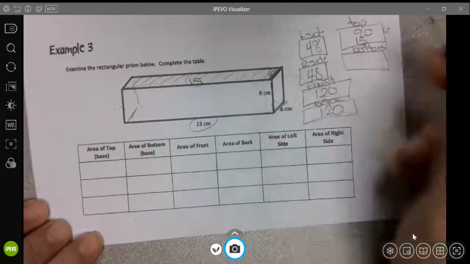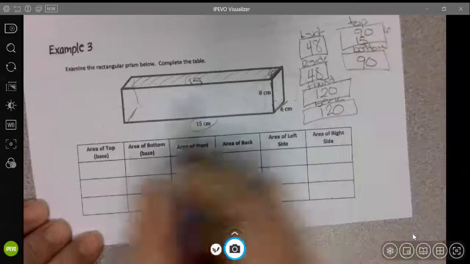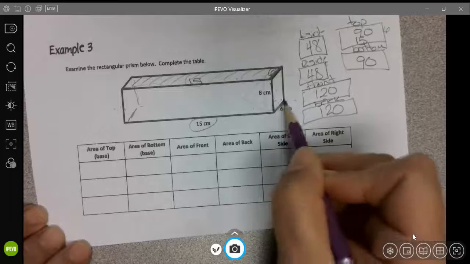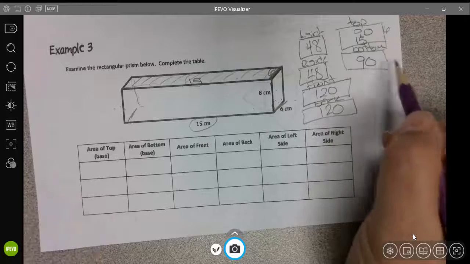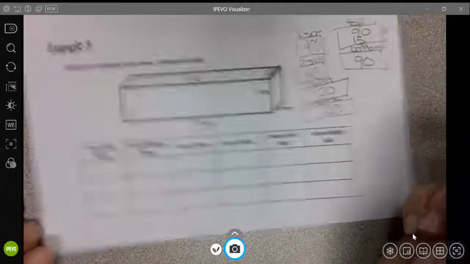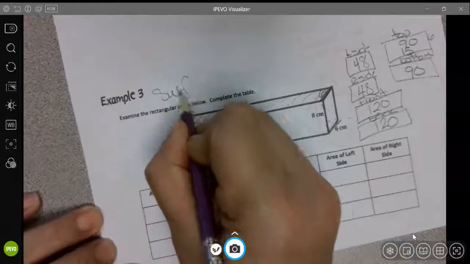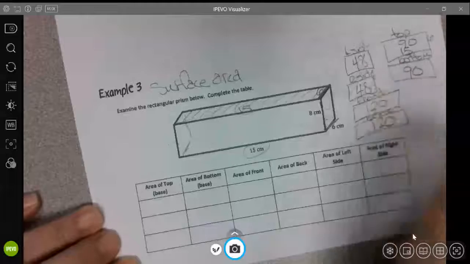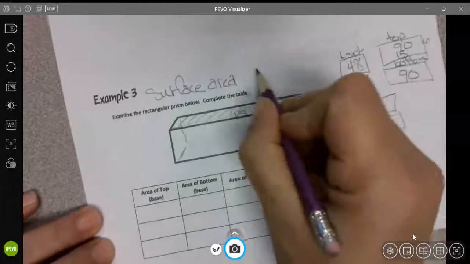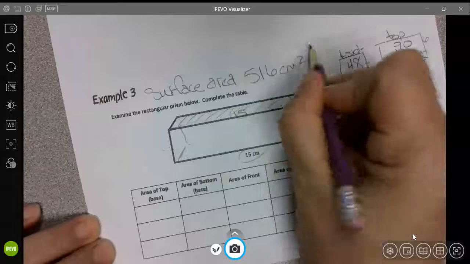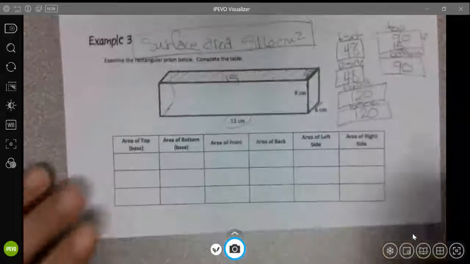And aren't my top and my bottom congruent? Don't they both have the base of 15 and then the height of 6? Yep. And then all I do is add them together. Use my little calculator, and I will figure out that I have a surface area of, I think it's 516 squared centimeters is my final answer.